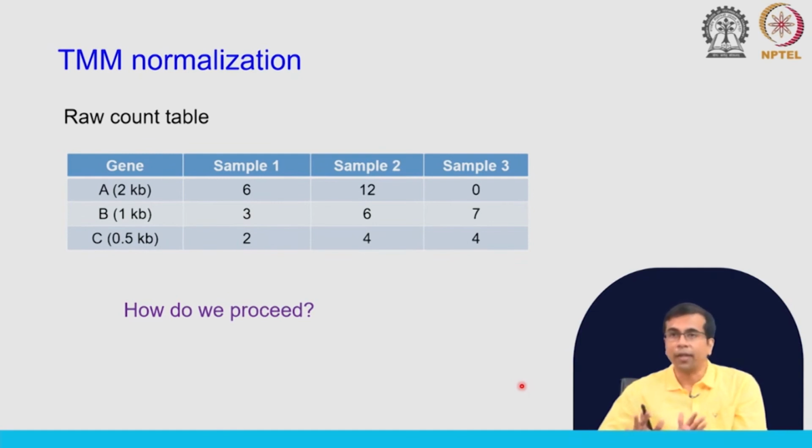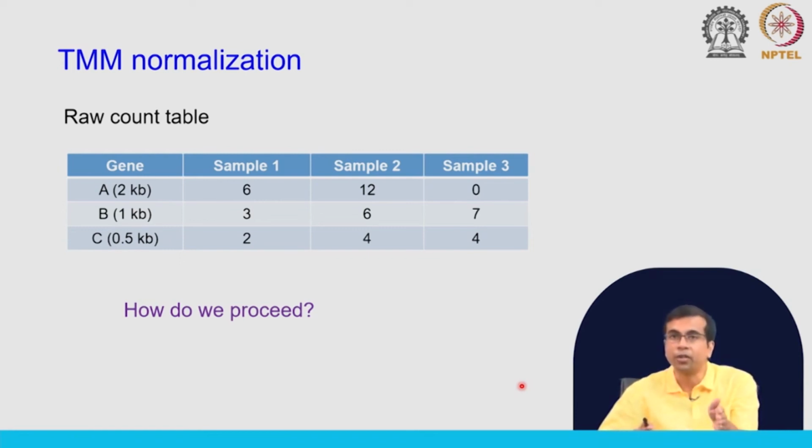Just to give you something to think about, here is the raw count data in our case. You can think about how you would proceed with TMM normalization on this data set. We will not do this, of course, because it does not really make sense on a very small data set, since you cannot throw out extreme values, but you can at least think about the steps yourself.